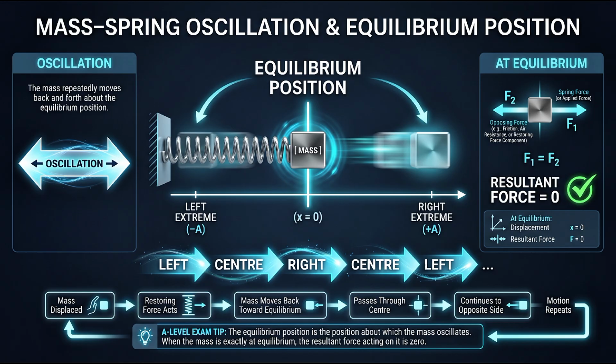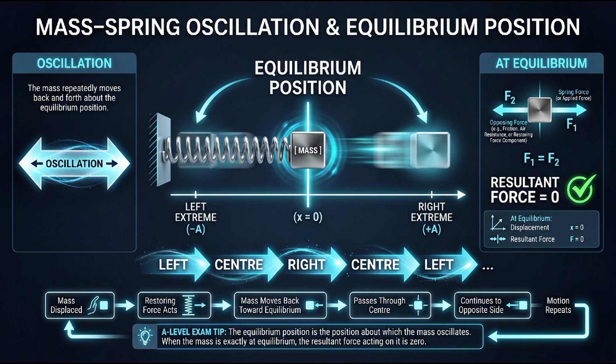For a vertical spring, this idea becomes even more important. When a mass hangs from a vertical spring, gravity acts downward while the spring force acts upward. The equilibrium position occurs where the upward spring force balances the downward weight, therefore at equilibrium F = 0, and the resultant force is 0. If the mass is then displaced slightly above or below this equilibrium position, a restoring force develops and the mass can oscillate about the new equilibrium position.